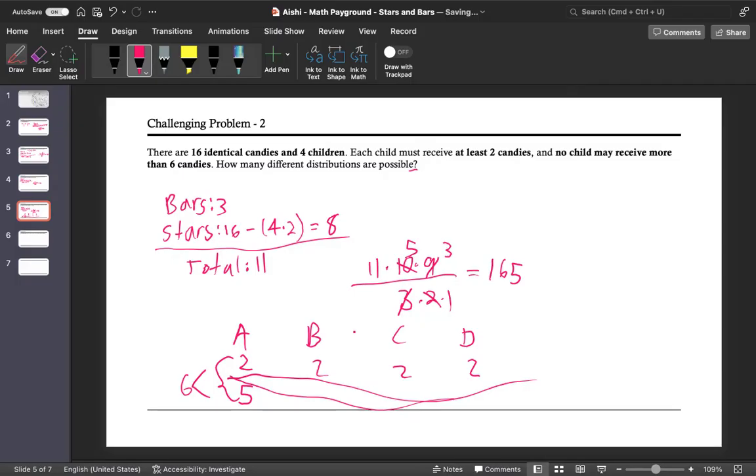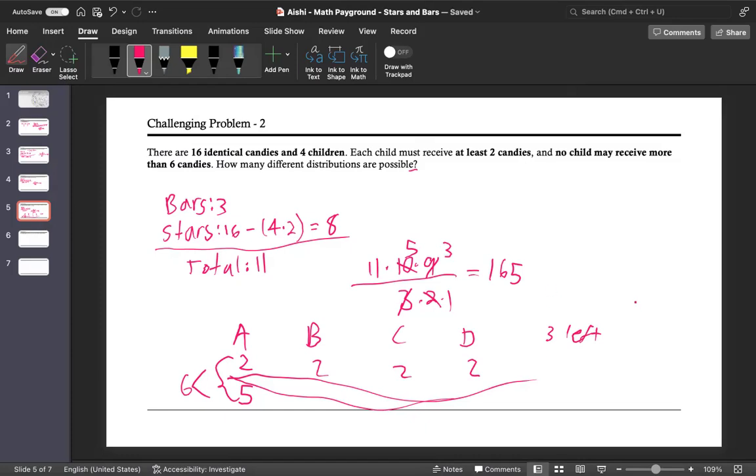So now, child A got 7, which is just over the limit. So now there are 3 left, right? If there are 3 left, we can do this as a stars and bars problem to see how many ways we can distribute the 3 candies that are left in between these 4 children.